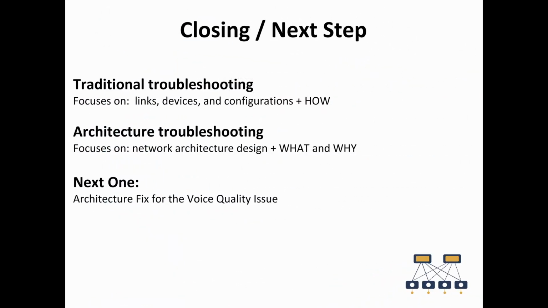In this episode, we shifted our mindset from traditional engineer to network architect to solve the mystery of network flapping. This is what I call architecture troubleshooting. As we have seen today, when traditional troubleshooting reaches its limit, architecture troubleshooting provides the answer. By looking at the design logic and asking what and why.